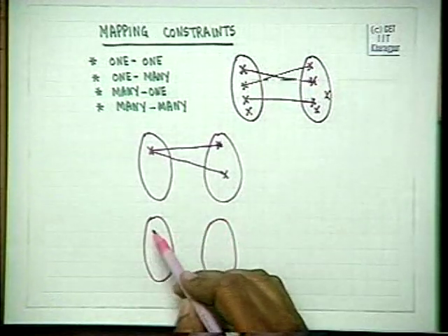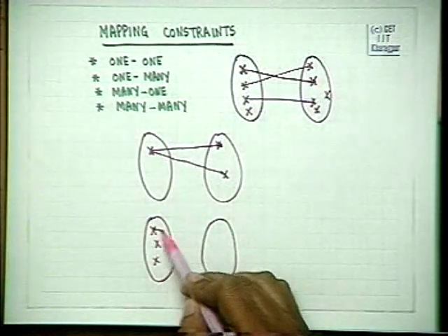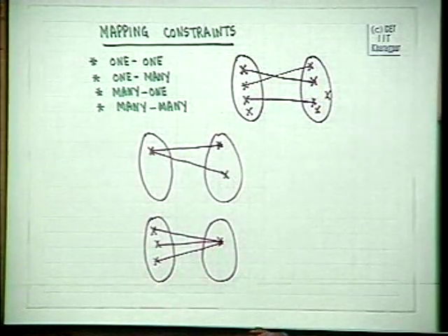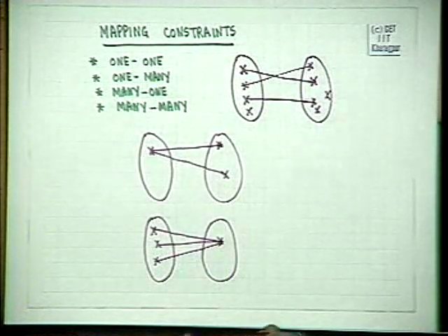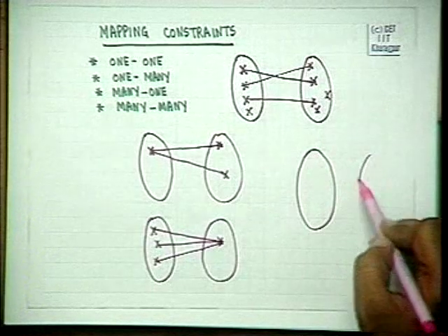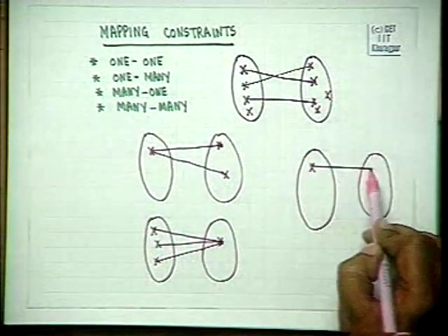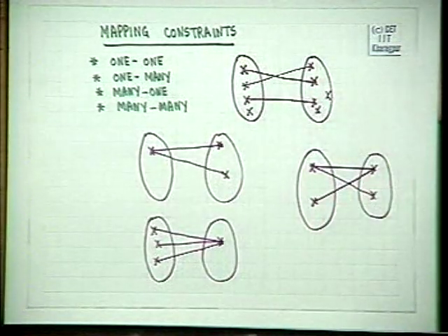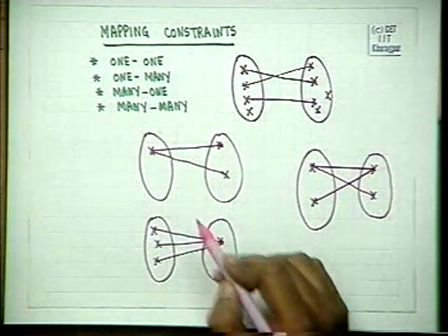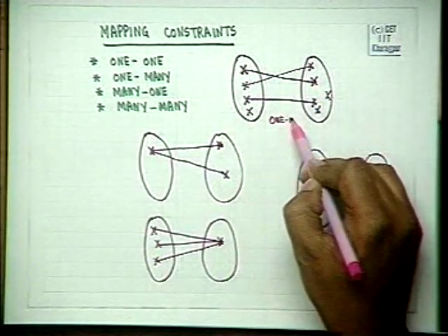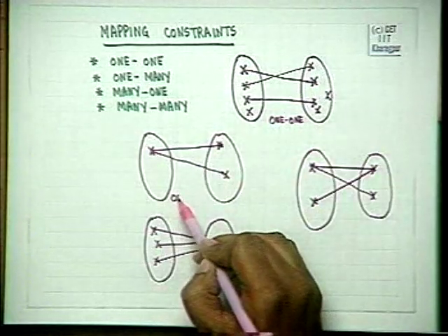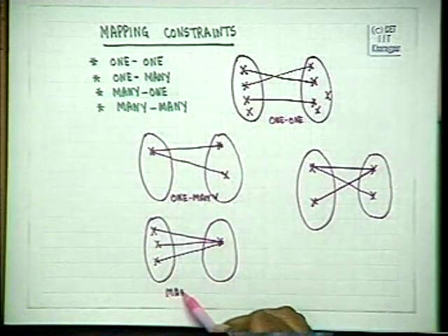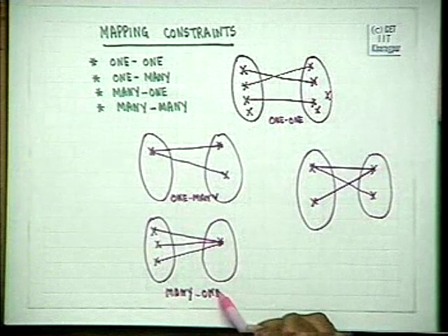Many to one means that from this side, many elements here can map to one element. And many to many allows both. It allows this as well as it allows this. This is 1 to 1, this is 1 to many, this is many to 1, and this is many to many.